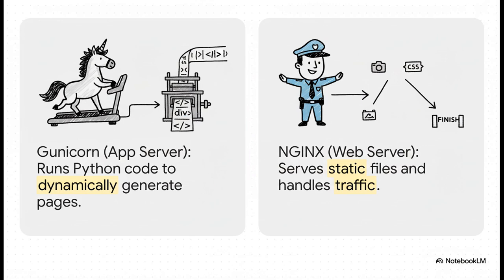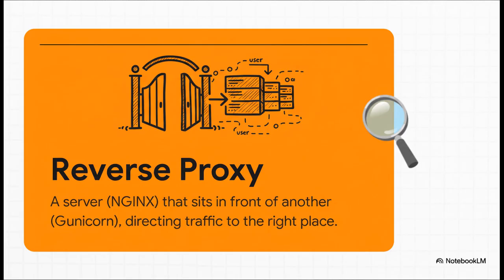First up is Gunicorn. This is our application server. Its only job in life is to run our Python code and build the web pages when someone asks for them. But it's not a solo act. Its partner is Nginx. Nginx is the web server, and it's a specialist at handling all the incoming traffic and dishing out static files, images, CSS, at lightning speed. The way these two work together is a really cool concept called a reverse proxy.